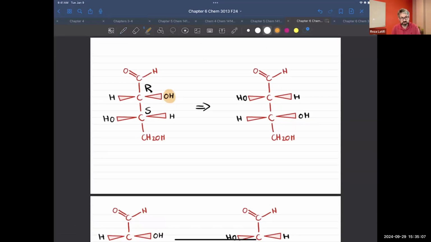Track OH. OH is on the right side here. OH went to the left side. Okay. How about this OH? This OH used to be on the left side. Now we moved it to the right side. So we flipped position of the OHs.